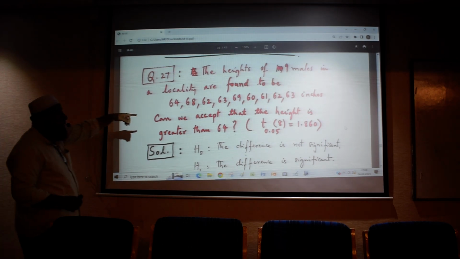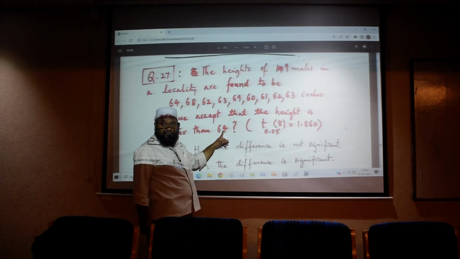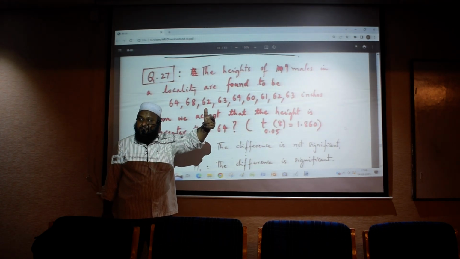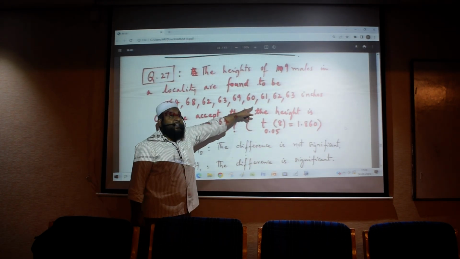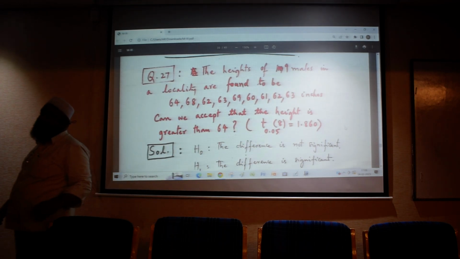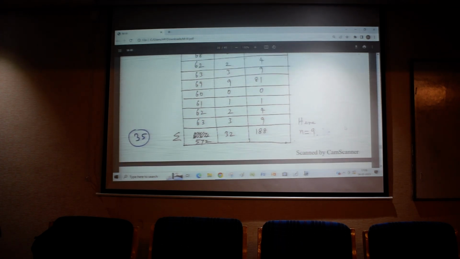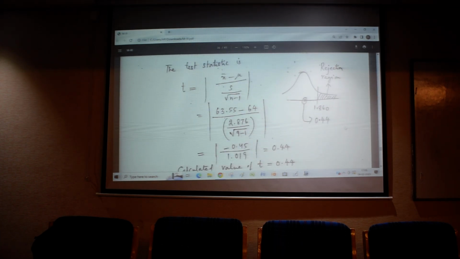Can we accept that the height is greater than 64? This 64 is mu, that is the mean of population. And for this, there will be some mean, that is x bar, the mean of sample. Mu is the mean of population. Yes, sir. So this is finally done.